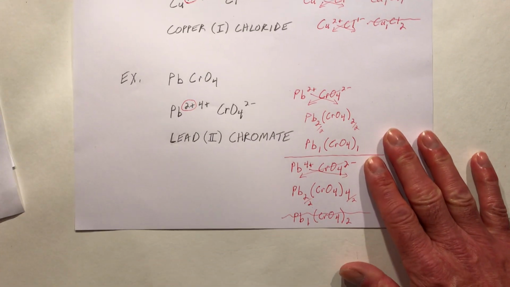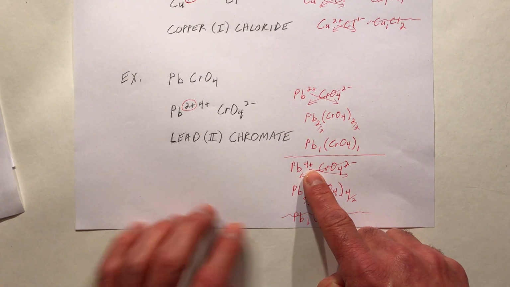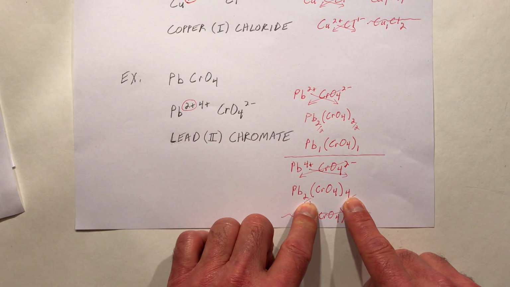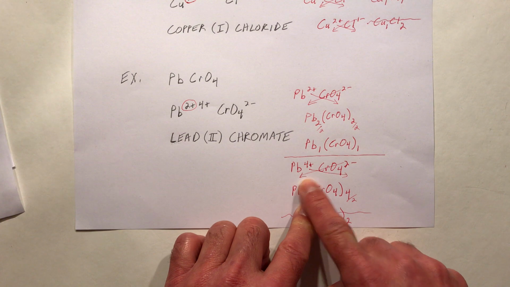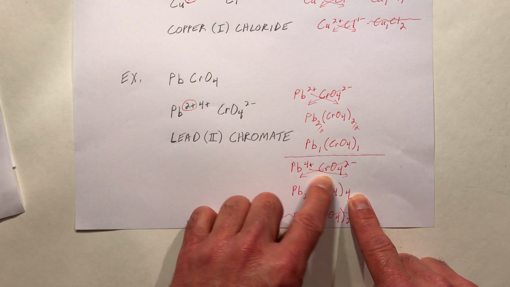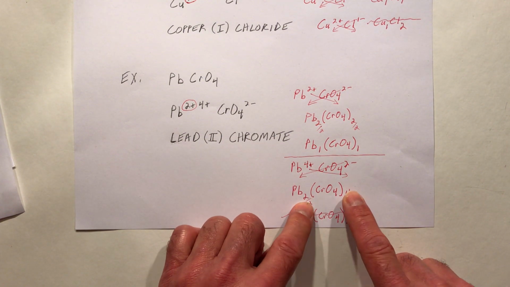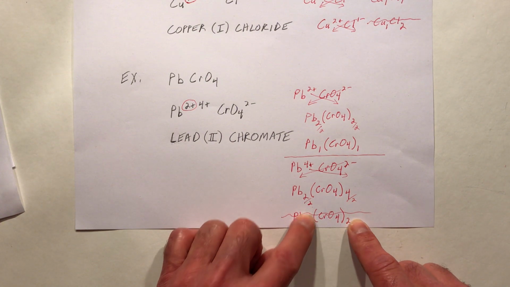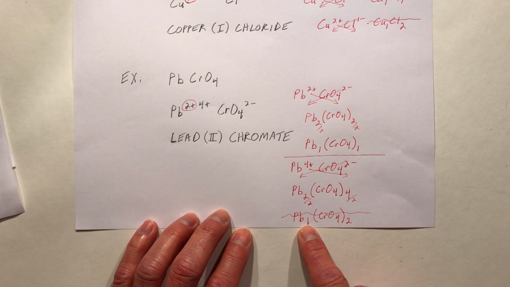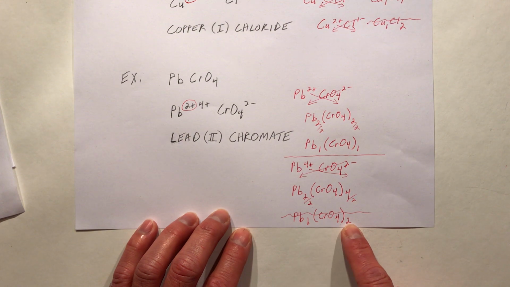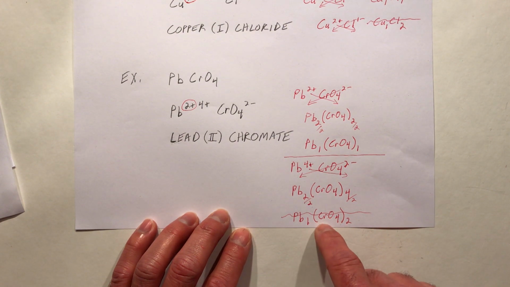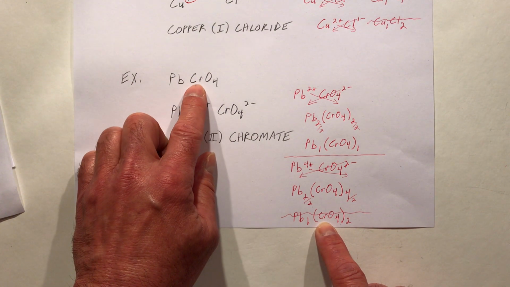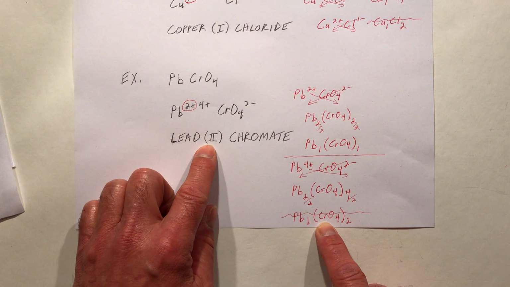Just real quick, if we had tried Pb4+, 4 would have gone down there and 2 would have gone down there, and we initially would get Pb2, right? This 2 goes here. CrO4, this 4 goes here, right? So 2 and 4. But 2 and 4 can be reduced. 2 divided by 2 is 1. 4 divided by 2 is 2. This would be PbCrO4 taken twice. So this compound would be lead 4 chromate. And here we're looking at lead 2 chromate.